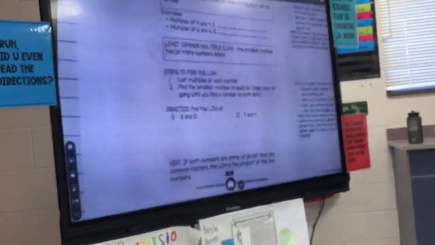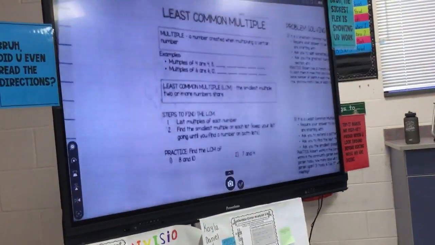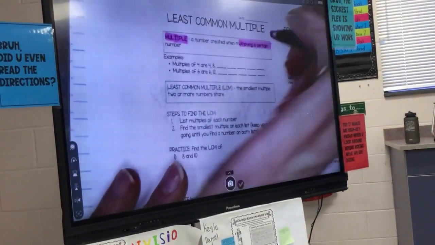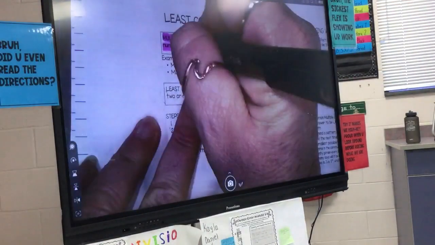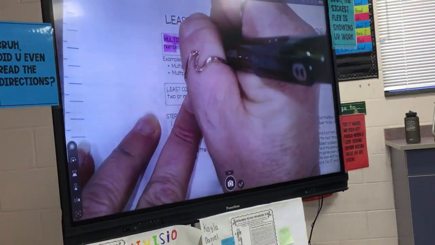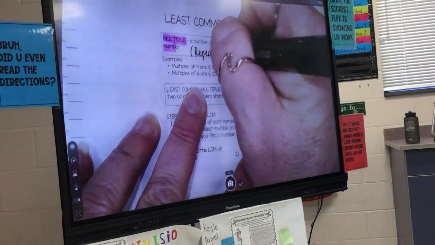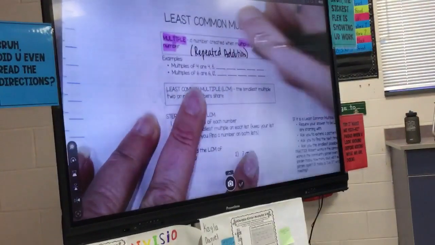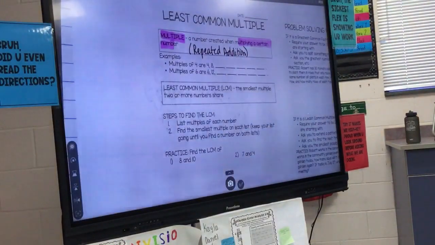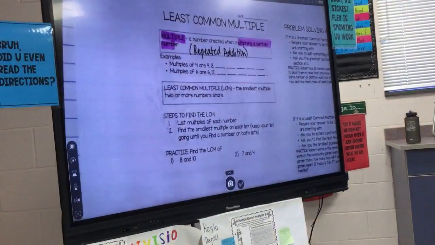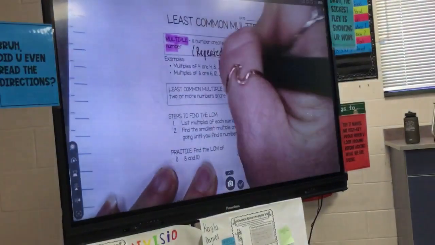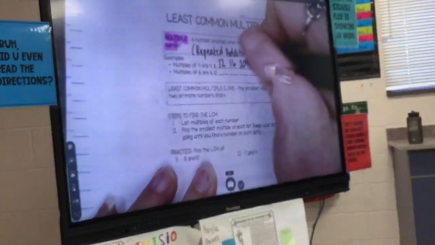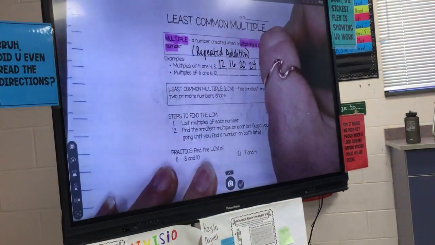All right, LCM is your least common multiple, and this is the number that is created when you multiply certain numbers. This is also known as repeated what? Repeated addition. All right, so what are the first couple of multiples for 4? They've done the first two, so you have 4, 8. What comes next? 12, 16, 20, 24, 28.